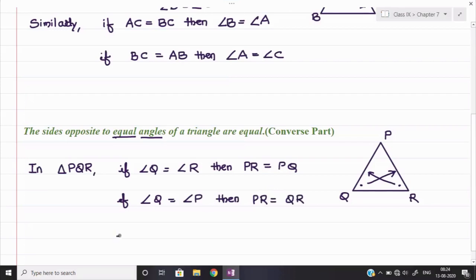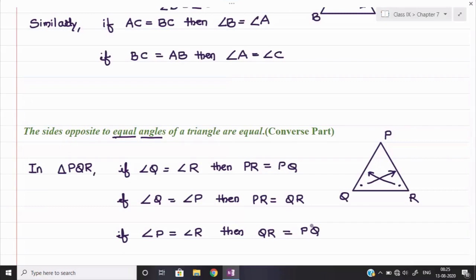Similarly, if I say angle P is equal to angle R, because that is the only possibility remaining. Q and R we have taken, Q and P we have taken, so now P and R we shall take. Now see, look at angle P and look at the base. That base QR is coming in front of angle P. So QR will be equal to the side in front of angle R, which is PQ. So QR and PQ will be equal. This is the converse part of the isosceles triangle theorem.